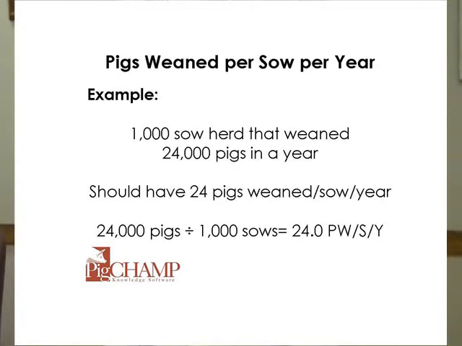The other trait measuring output, like we said, that's extremely popular these days is pigs weaned per sow per year. If we look at the simplistic way of measuring this trait, if we had a 1,000 sow herd and we weaned 24,000 pigs over a 1 year period of time, that would be 24 pigs weaned per sow per year. Very simple calculation.